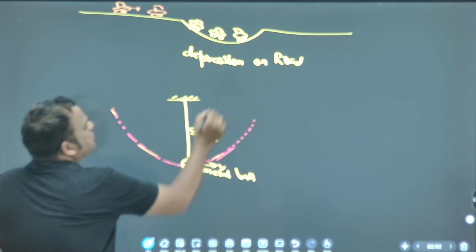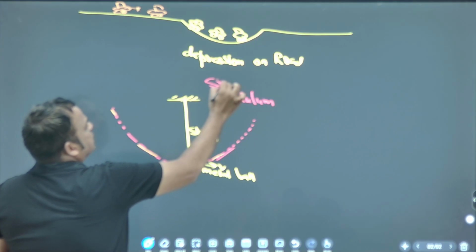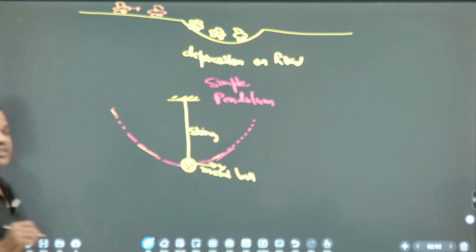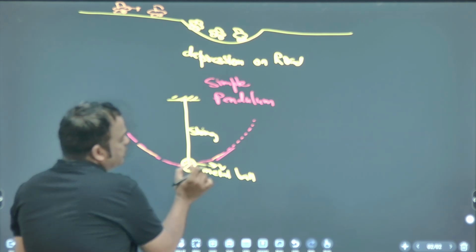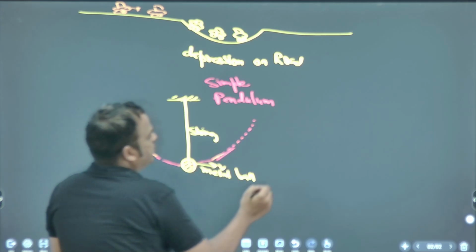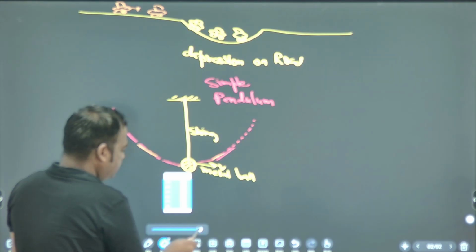So this is a pendulum. You call it a pendulum. Simple pendulum. Correct. Pendulum and simple pendulum, what is the difference? A simple pendulum will not go very far. Okay. Now this is a normal pendulum. You can call it a pendulum only.